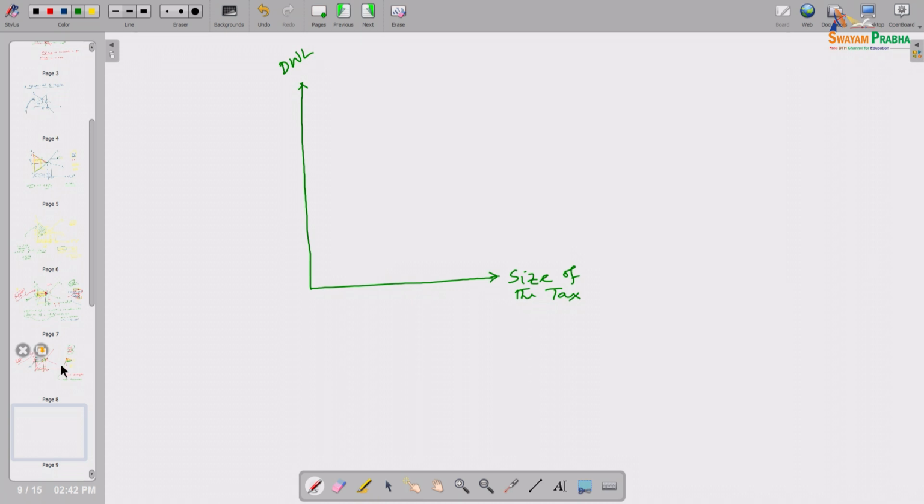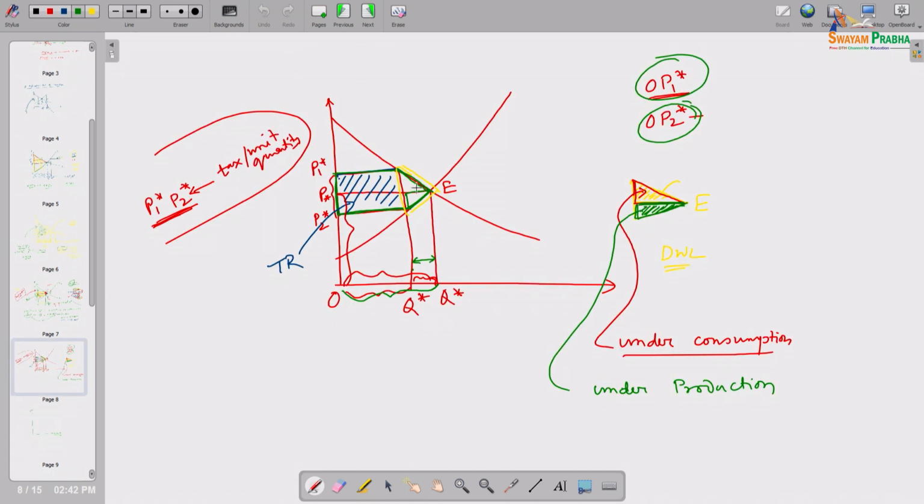Look at here, if we go back to this diagram, when the size of the tax is 0, at this point there is no tax, right. The size of the tax is 0, that time there is no dead weight loss. The entire amount of the social surplus is generated. When the size of the tax is this per unit, that time dead weight loss is represented by this triangle.